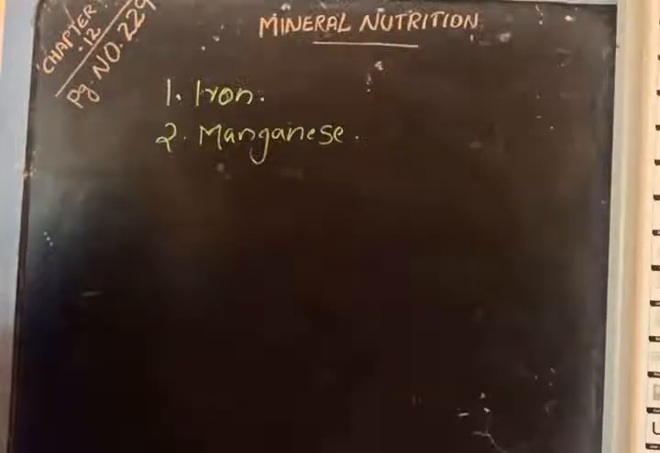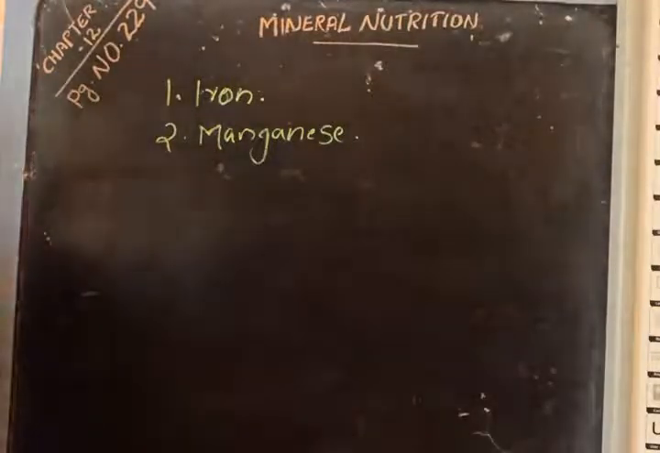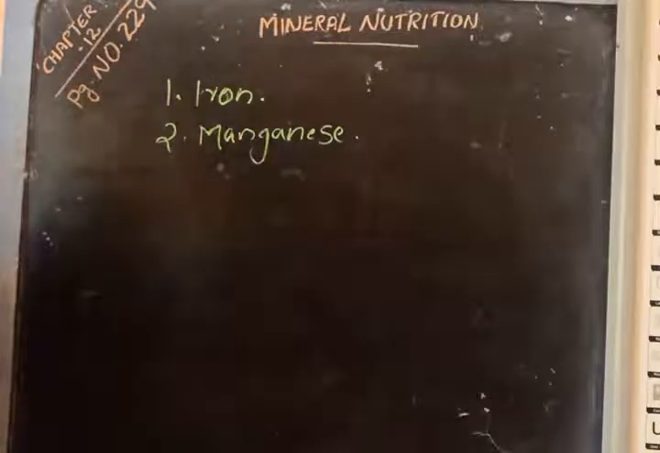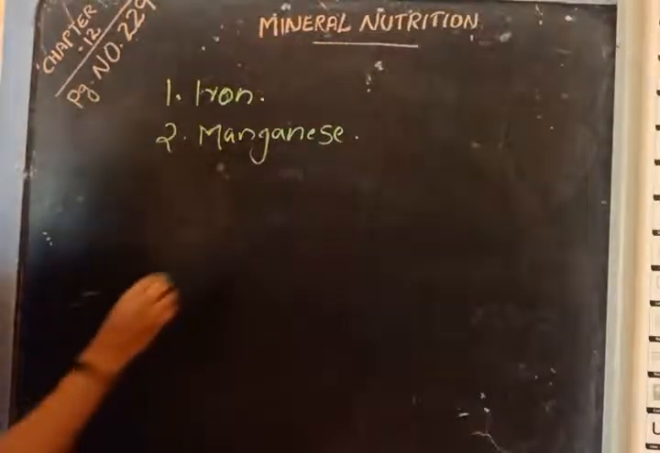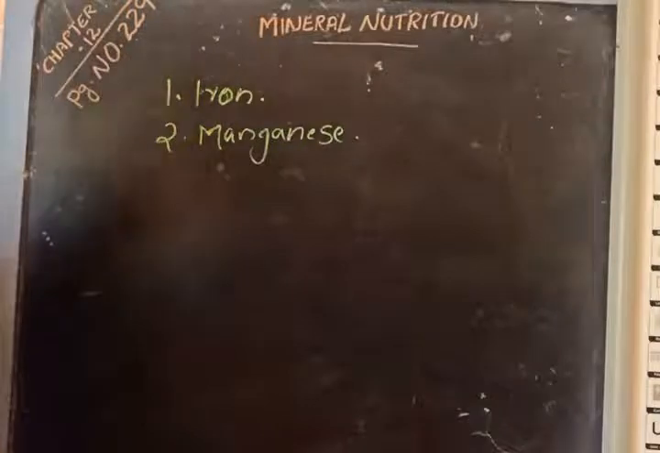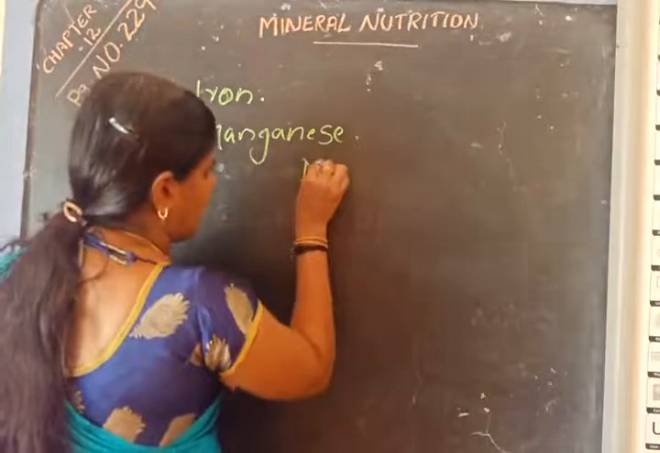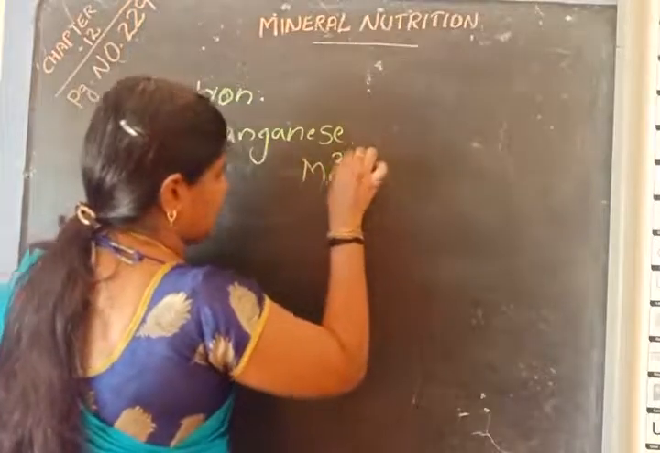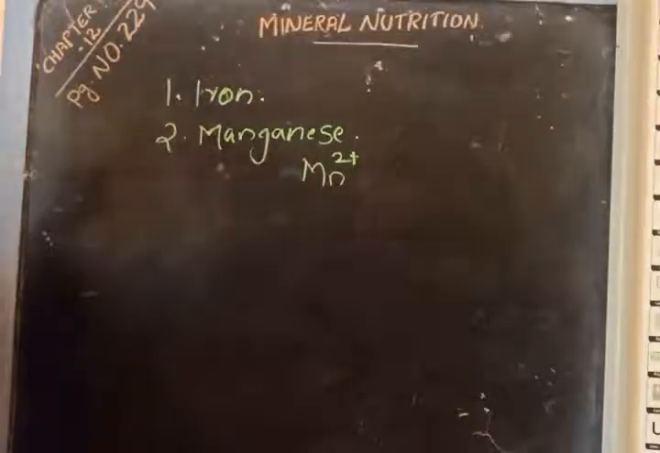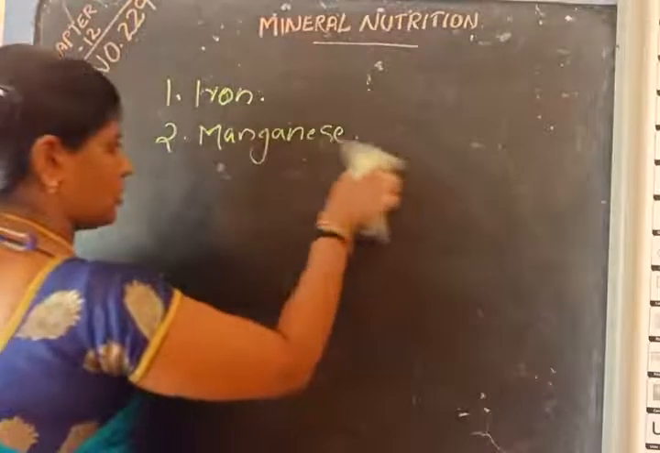Now we can discuss copper. Sorry, I forgot to mention that manganese is absorbed in the form of Mn2+ ions. Now we can move on to copper.